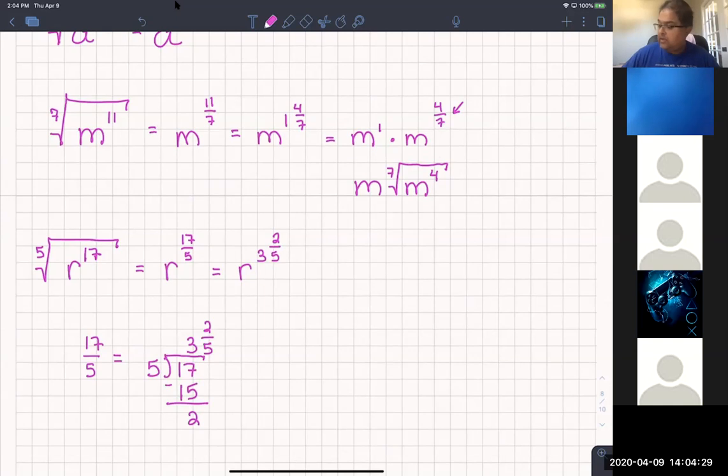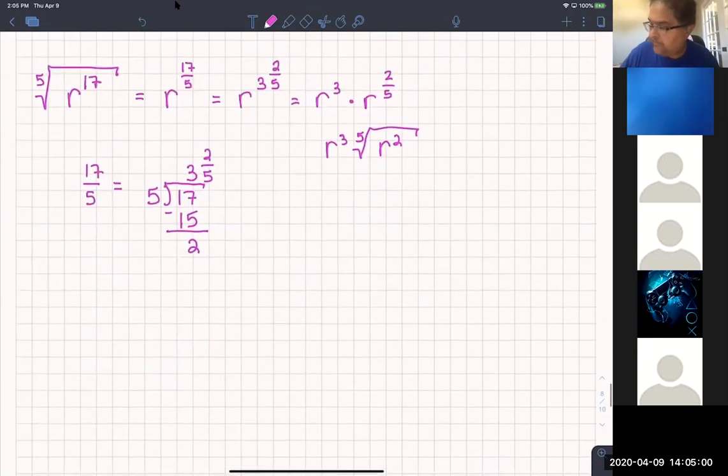Okay. So this is the same as r cubed times r to the 2 fifths. R cubed comes back down. R to the 2 fifths could be rewritten using a radical sign. The denominator is the index, the number on the outside, and the numerator is the exponent. Okay, let's do another one.